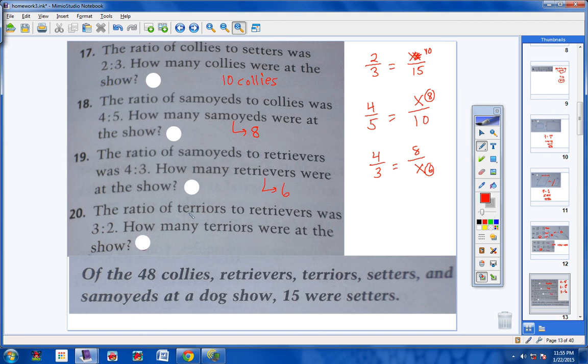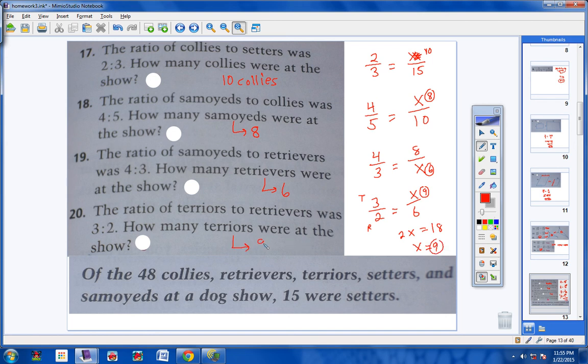Okay? Now, the ratio of terriers to retrievers is 3 to 2. Terriers to retrievers. Alright. I know how many retrievers there were. I just found that out. 6. Retrievers are in the bottom. How many terriers did I have? I'll put an x there. It should be 9, but let's make sure. 2 times x is 2x. 3 times 6 is 18. Divide both sides by 2, and x equals 9. Okay? So there were 9 terriers.